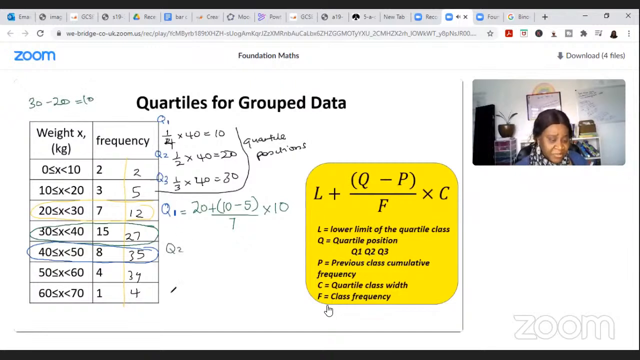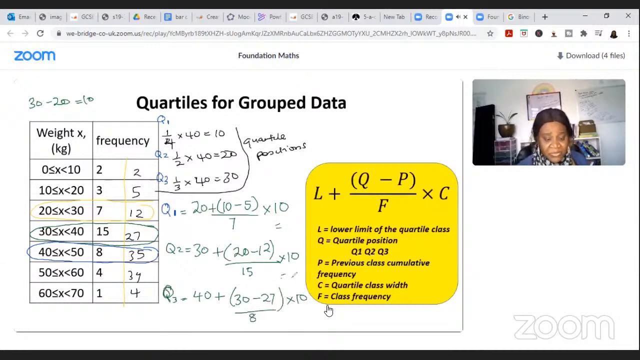Okay, and you do the same thing for Q2 and the same thing for Q3. Q2 would be 30, the lower limit of the quartile class, plus quartile position is 20 minus the previous class cumulative frequency 12 over class frequency, the class frequency is 15, and you times it by 10. And for Q3, you're now focused on the third one. So that would be L, the lower limit of the quartile class, would then become 40 plus quartile position 30 minus the previous class cumulative frequency 27 over 8 times 10. Put them all into your calculator and you get your answers.